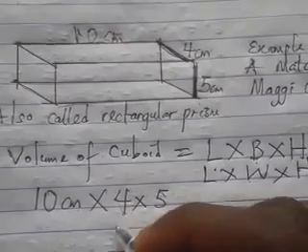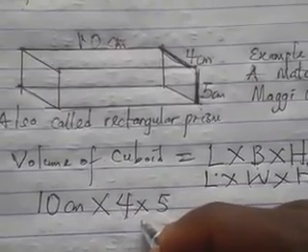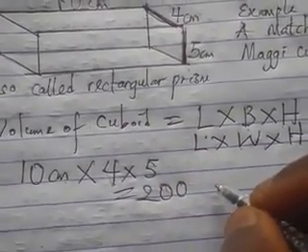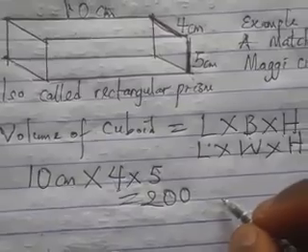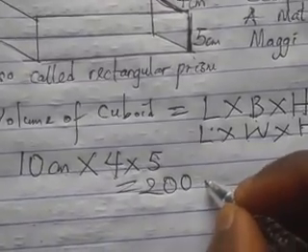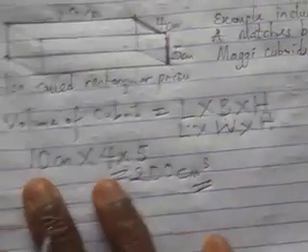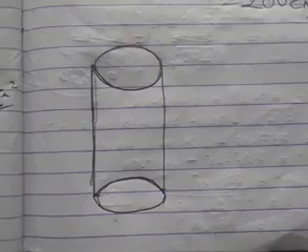So what is 10 times 4? 40. 40 times 5, 200. So now 200 what? Be careful, because they say volume. So you say 200 centimeter cube. Very simple. So now, let us look at another three-dimensional shape before I call off this video.